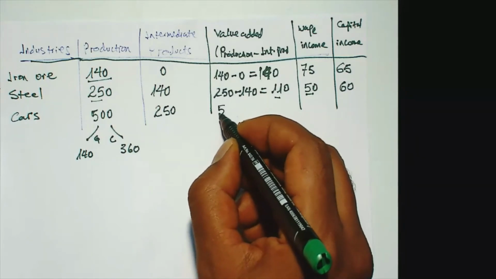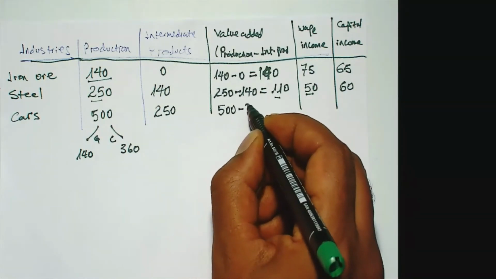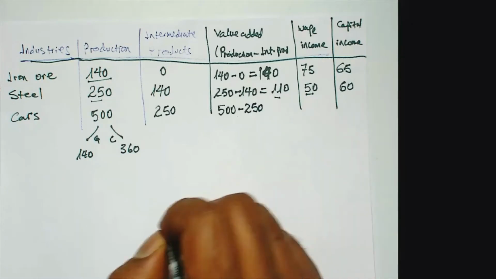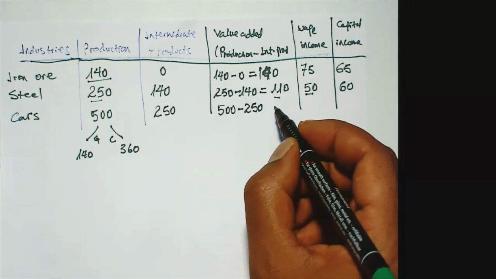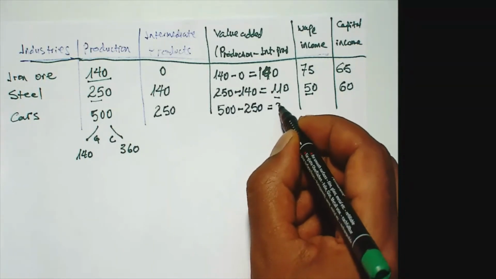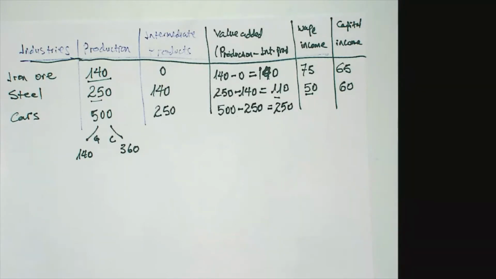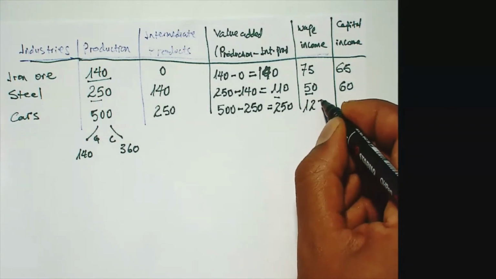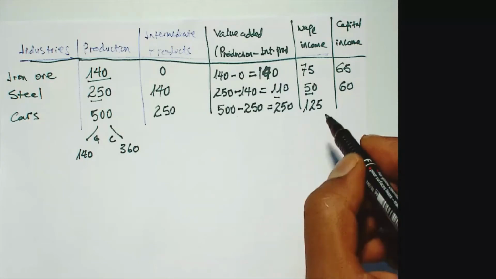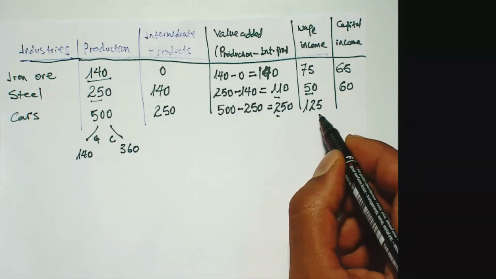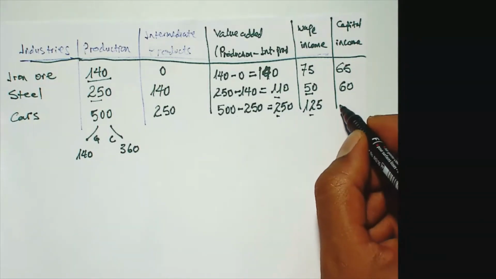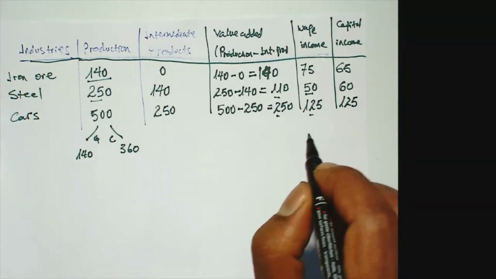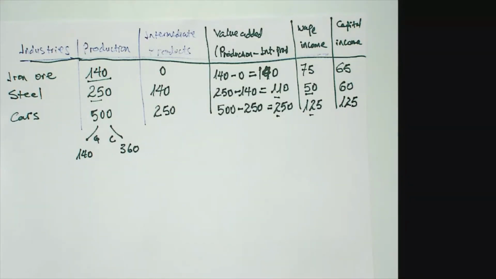Again, for value added, we take the difference between 500 and 250, the difference between production and intermediate product, which would give us 250 euros. And we have already mentioned that the wage in the cars industry is 125 euros. We take the difference between 250 and 125 to reach 125, which would be the capital income in the cars industry.